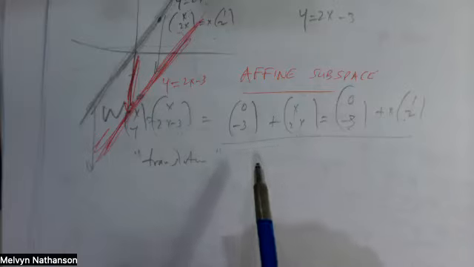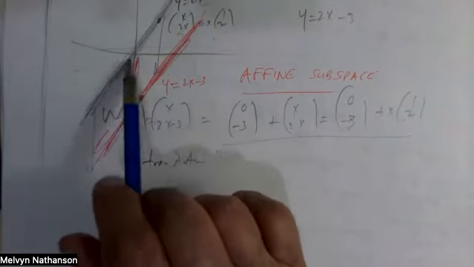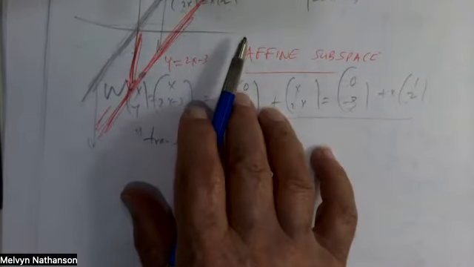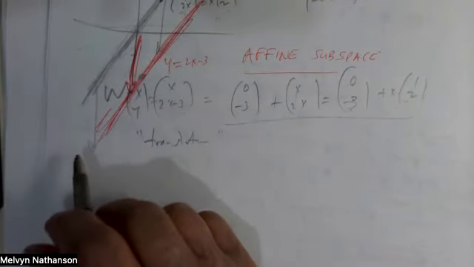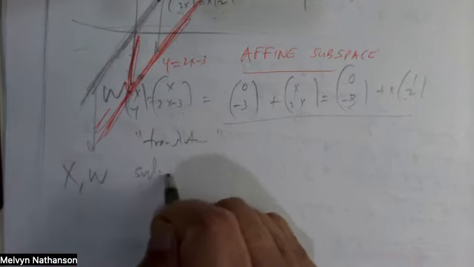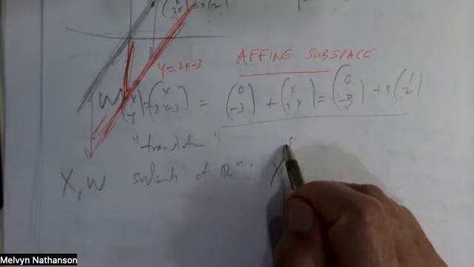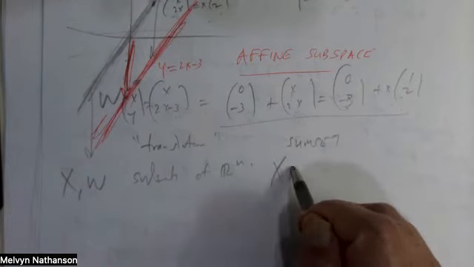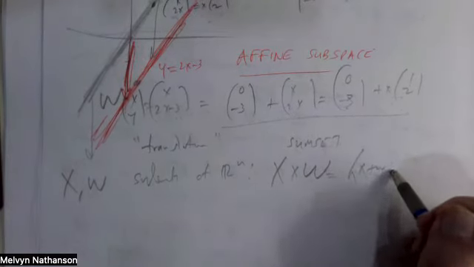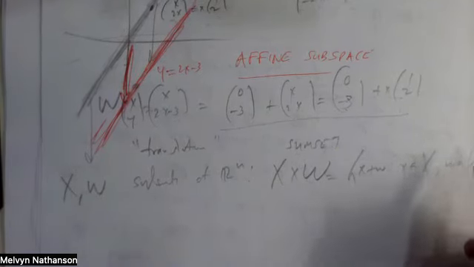And I think of this as a translation of this gray line. I'm moving the gray line to get the red line. So in general, if we have X and W subsets of Rn, I define the sum set X plus W to be all vectors little x plus little w, where x is any vector in X and w is any vector in W.